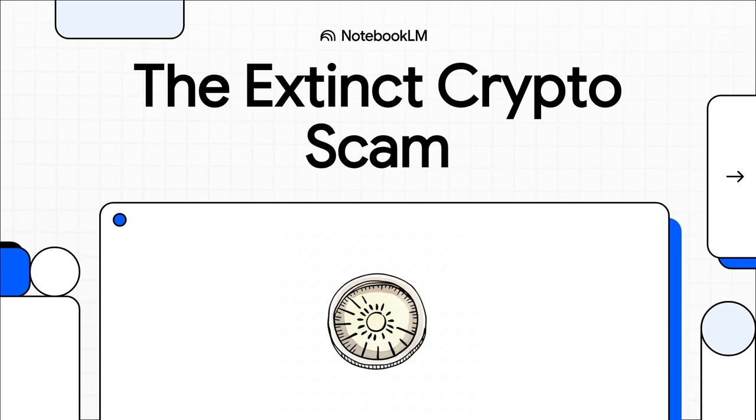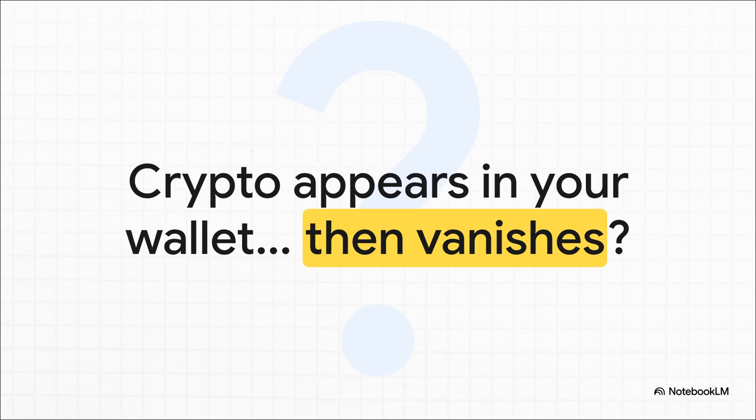Let's find out. Seriously, just imagine for a second. You open your crypto wallet, and bam, there's a huge balance of USDT sitting there. You're thinking, no way. The excitement is through the roof. But then, maybe an hour later, or the second you try to send it, poof, it's gone. That's not a hypothetical. That was the whole game behind the Flash USDT scam.